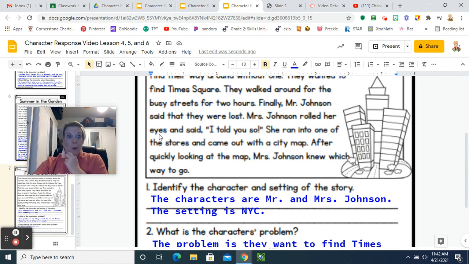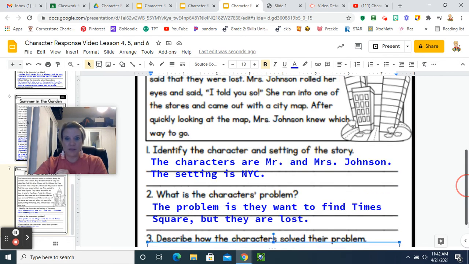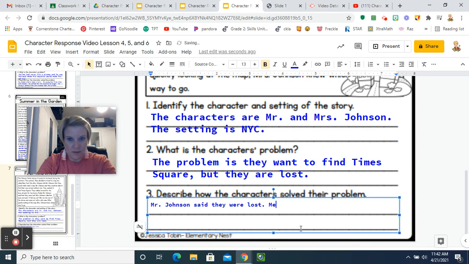Mrs. Johnson rolled her eyes. Uh-oh, is that an action, a thought, a feeling, or a say? That's an action, but let's finish that sentence. And said, I told you so. So that is an action of a do and a say. Let's add that. So let's say, Mrs. Johnson rolled her eyes and said those famous last words.